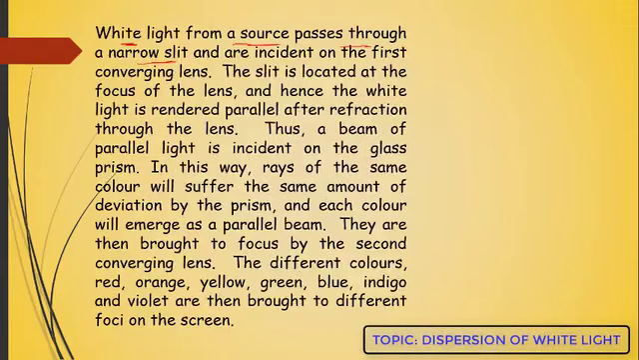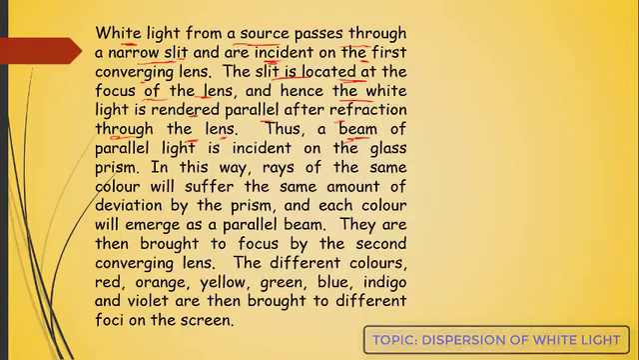Trying to explain this picture in a more comprehensive manner, white light passes through a narrow slit and is incident first on the converging lens. The slit is located at the focus of the lens, and the white light is rendered parallel as a result of refraction through the lens.